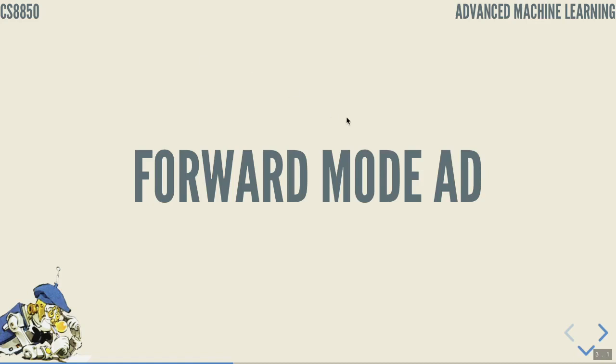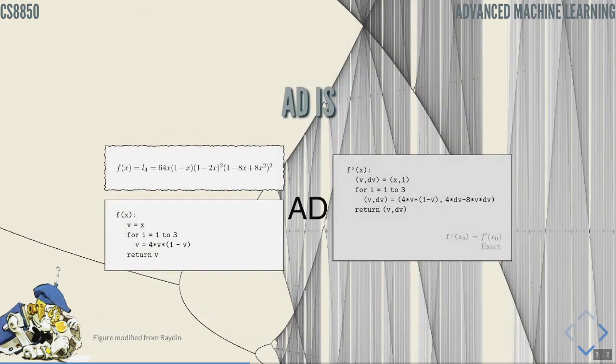Forward mode AD, forward mode automatic or algorithmic differentiation. So if AD is not numerical differences, numerical approximation, if AD is not symbolic derivative, what then is AD? What does it do? So here's an example. Let's go back to step 4 of the dynamic map that we're considering.